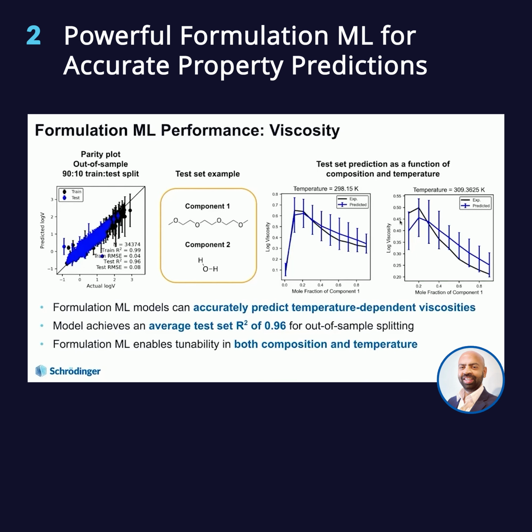And as you can see, the model is performing very well. It's able to capture nonlinear trends. It's not just a simple increase or a decrease. There's an increase followed by a decrease. And the neural network is able to capture these nonlinear trends in viscosity as a function of the different ratios of different materials and as a function of temperature.